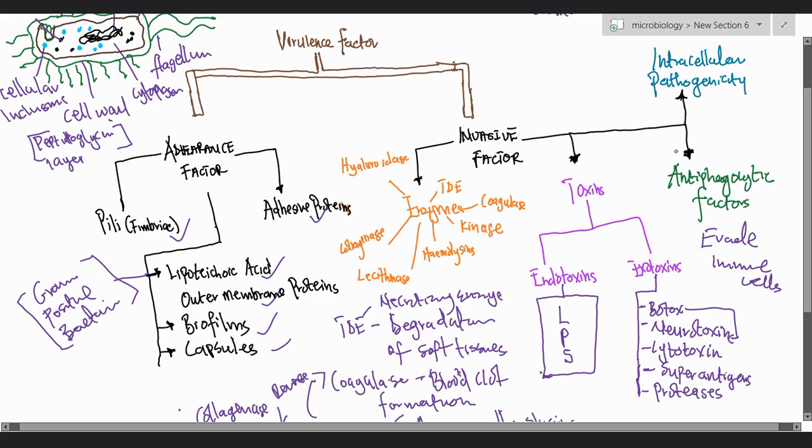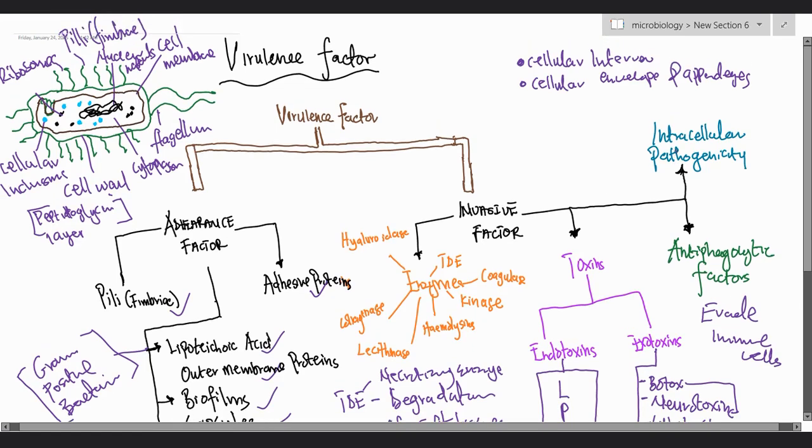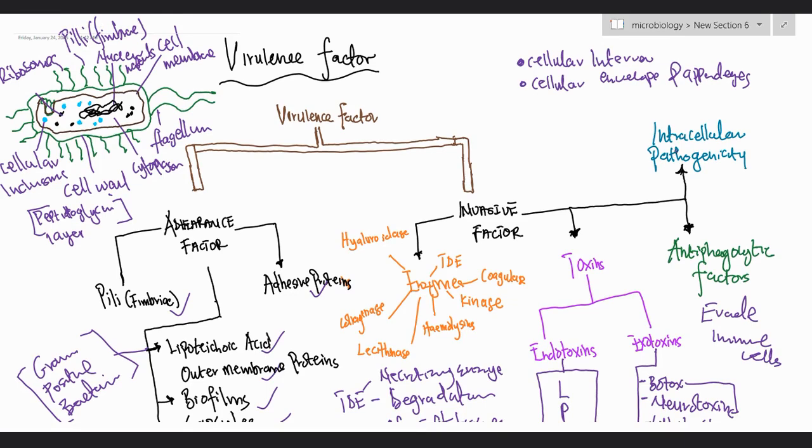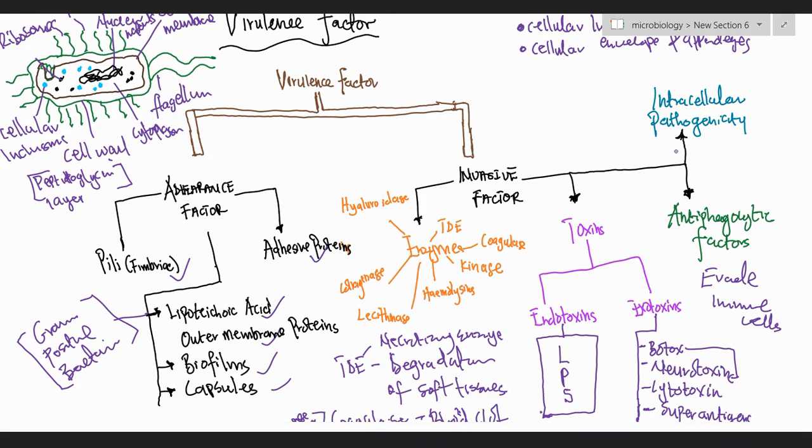First of all, you have to know that the main purpose of the bacteria is to invade the host and destroy the host. And without the virulence factors, it will be very difficult for it to do that. So it has its own characteristics that allow it to invade the host and then destroy it. And these characteristics we broadly classify into the adherence factor and the invasive factor. Under the adherence factor, we have the pili, the adhesive proteins, lipoteichoic acid, outer membrane proteins, biofilms, and capsules.